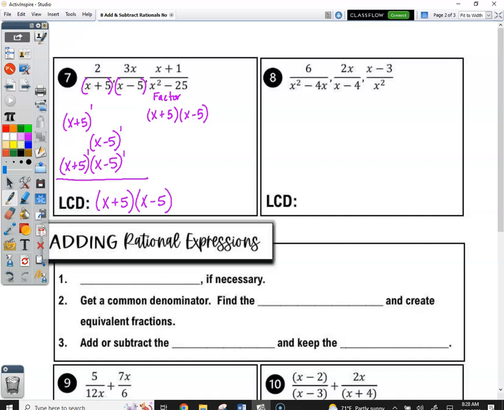Okay, 8. This has a what? This has a GCF. Pull it out. So you need to be able to see what each of the factors are to get the correct denominator. If you need to make a note, always factor before finding LCD. So this would be x parentheses x minus 4, and that's a block, and that's just x squared.